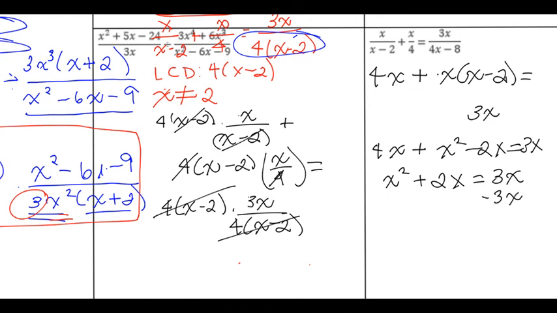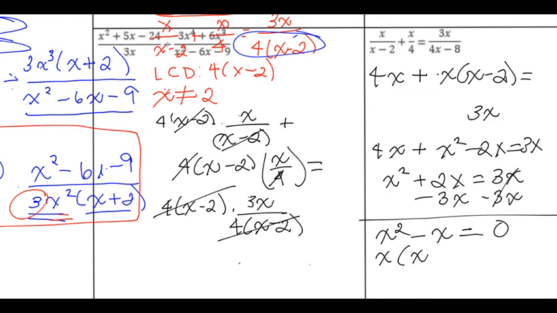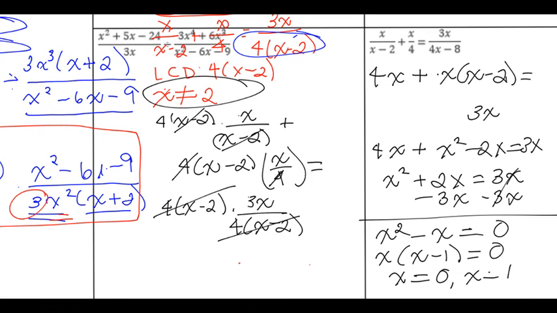So I'm going to do that by subtracting the 3x from both sides and getting x squared minus x is equal to 0. Take out a GCF here, x times x minus 1 is equal to 0, and by zero product property, we know that x is equal to 0 and x is equal to 1. Because my only restriction is that x can't equal 2, these are my final answers.